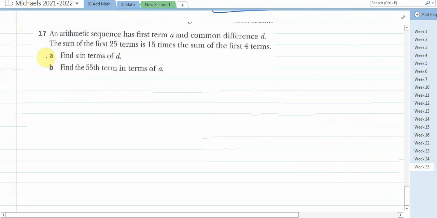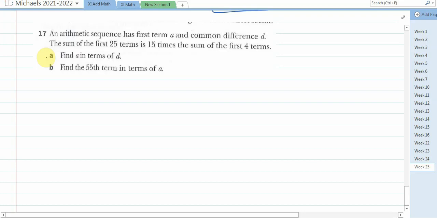An arithmetic sequence has first term A and common difference D. The sum of the first 25 terms is 15 times the sum of the first 4 terms. Find A in terms of D. What condition do we have? It says the sum of the first 25 terms is 15 times the sum of the first 4 terms, right? So you need to apply the working formula of S here. And on my left side of the case, the value of n is 25, right?